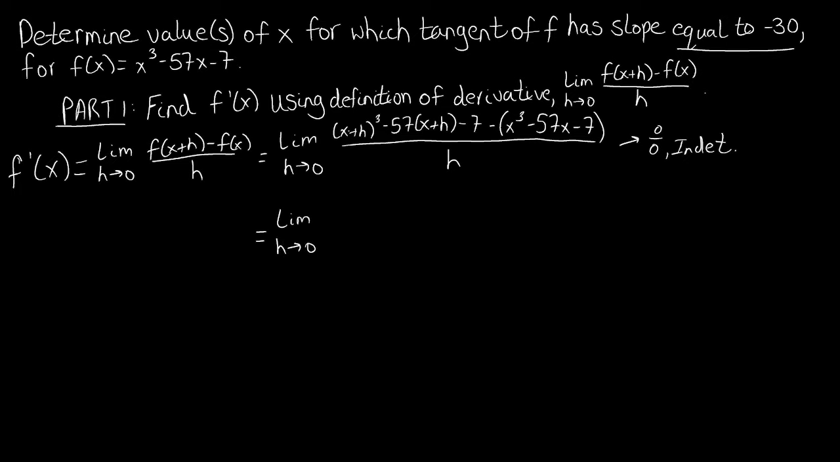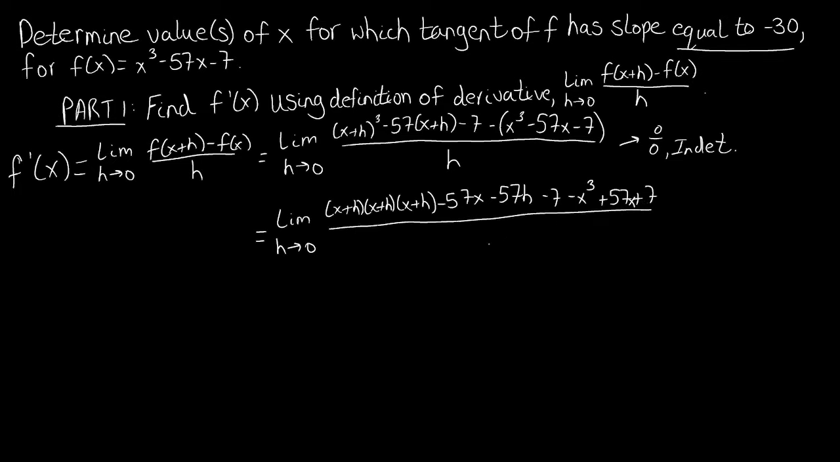What we're going to do to manipulate this is let's actually take care of multiplying out x plus h cubed and do any distributions that we have here to see if any of our terms in the numerator can cancel and go away and make our function something easier to deal with. So x plus h cubed can be rewritten as x plus h times x plus h times x plus h, just expanding that out a little bit. Then taking care of this distribution here, we get minus 57x minus 57h minus 7 minus x cubed plus 57x plus 7. Almost forgot the x there. And again, this is still all over h.